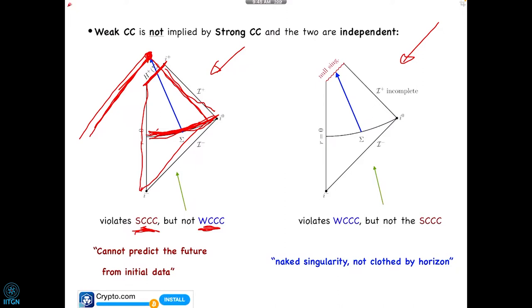So again, I have the same space-time with an origin here, past null infinity, future null infinity, but now instead of having a horizon there, what I have is a null singularity. In this case, I see that weak cosmic censorship is violated because we have here a naked singularity that is visible to observers, that is not hidden by an event horizon, for example, over there. However, there is no problem with the strong cosmic censorship because at any point on this space-time, I can always predict what will happen there just by giving the initial data to my system, okay?